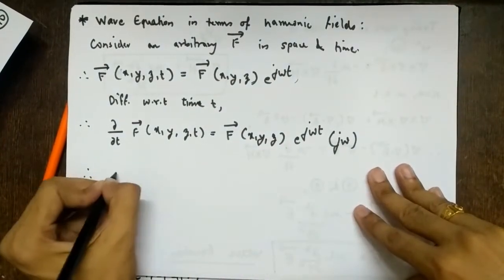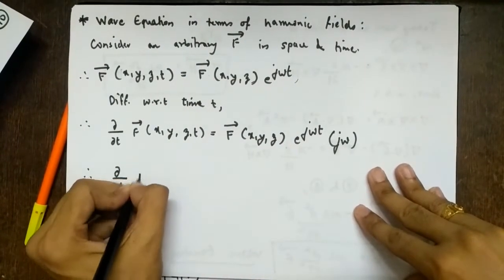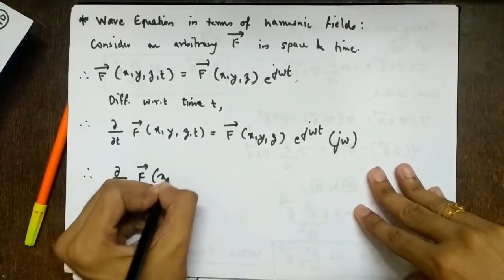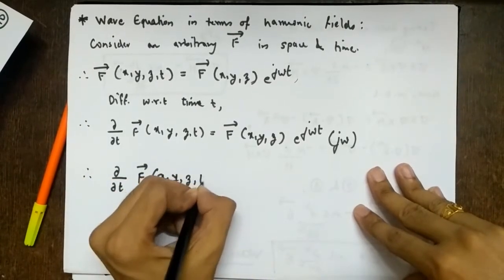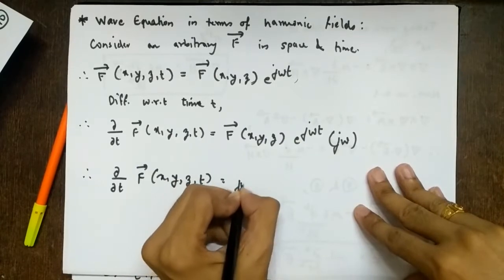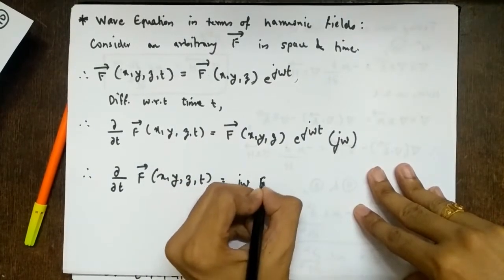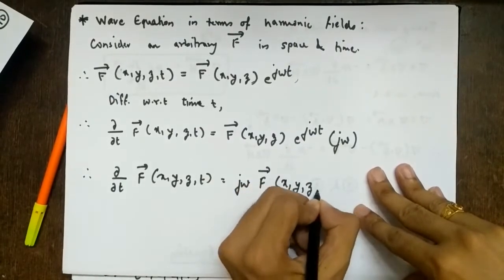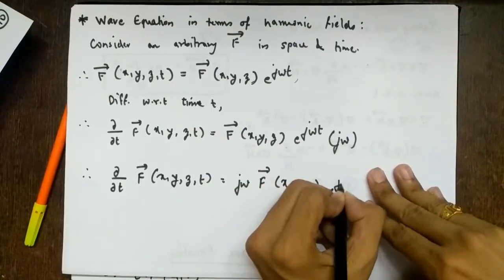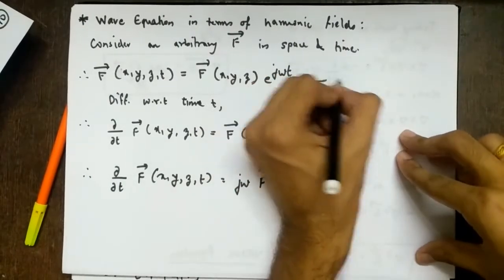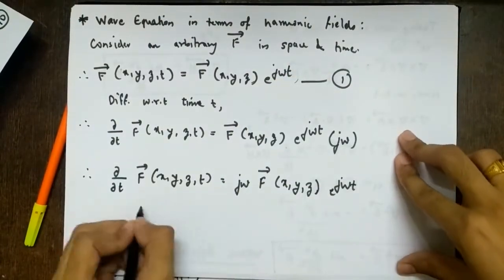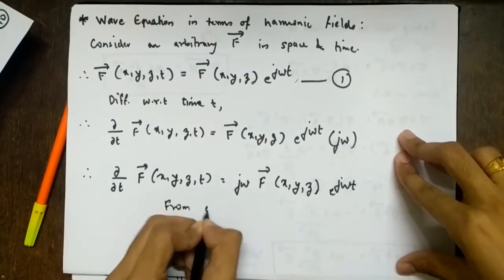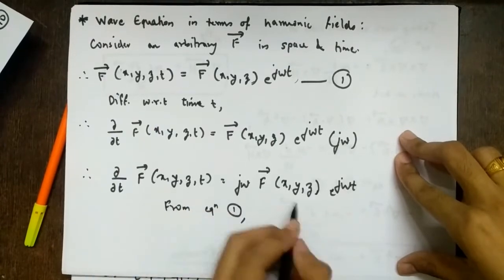Therefore del by del t of F vector of x, y, z, t equals j omega F vector x, y, z into e raised to j omega t. Let's say this is equation 1. So what can I say from equation 1, what is this term?